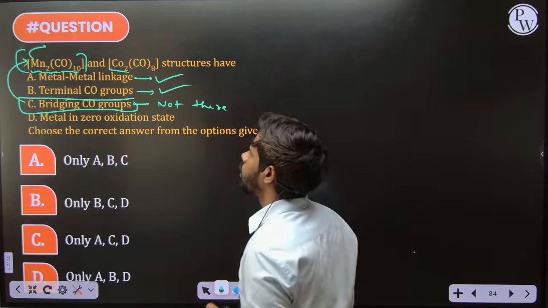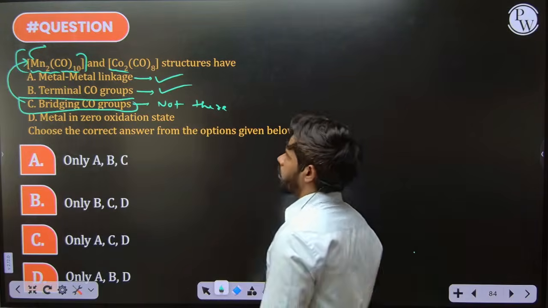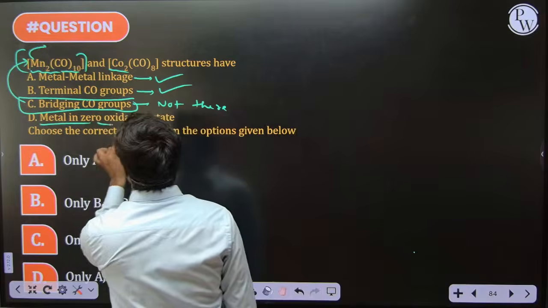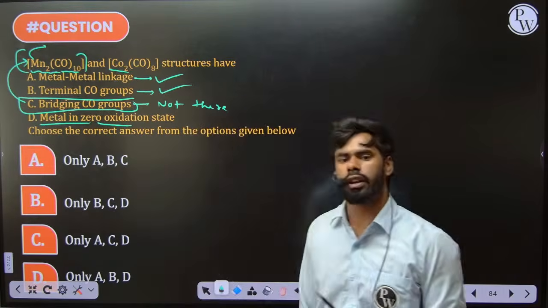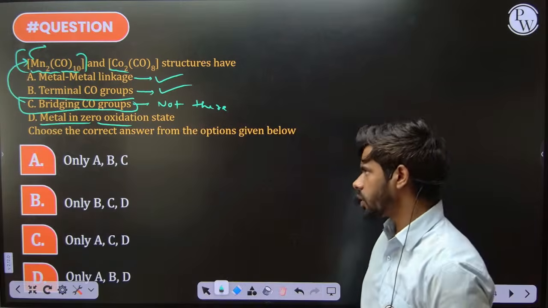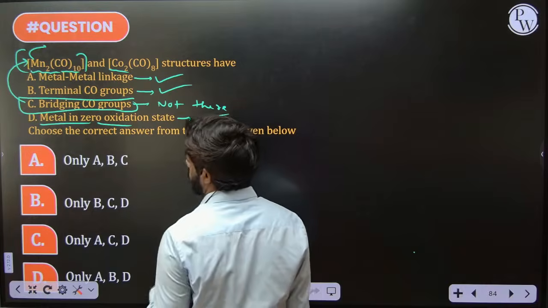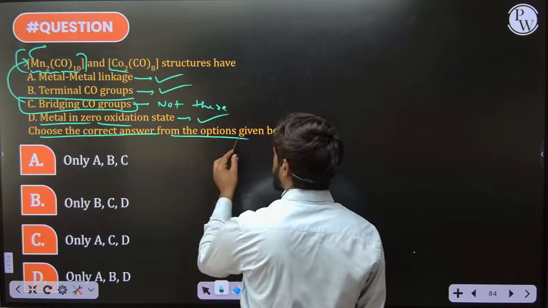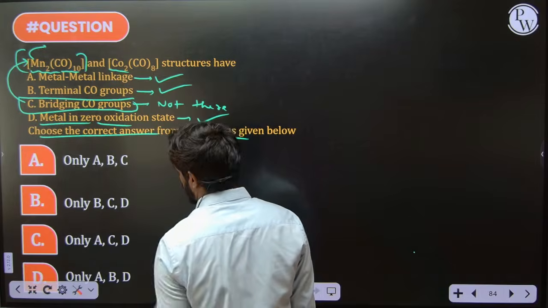But cobalt has a bridging ligand. The oxidation state of the metal in a metal carbonyl is zero. That is also true. So we can say the correct answer from the options is A, B, D.